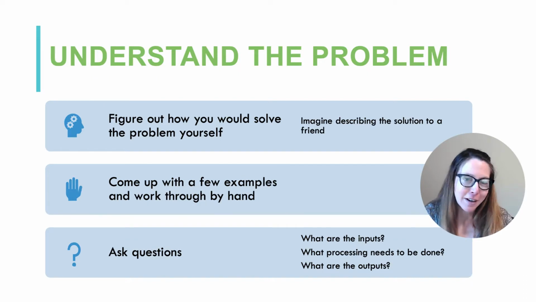Like every programming problem, the first step in solving a problem with loops is to understand the problem. So we have to figure out how you would solve the problem yourself. Imagine describing the solution to a friend. What steps would it entail?